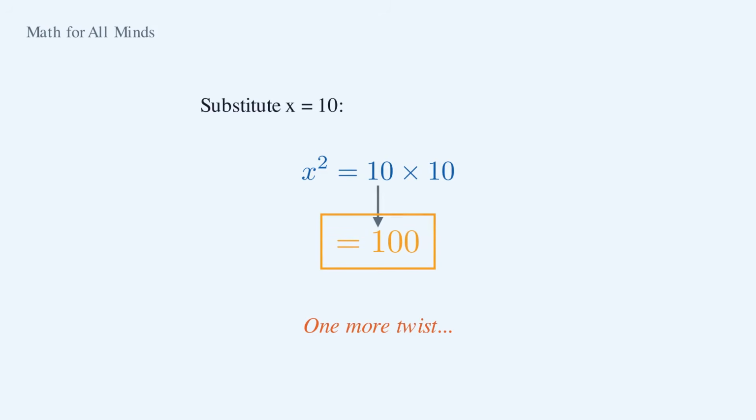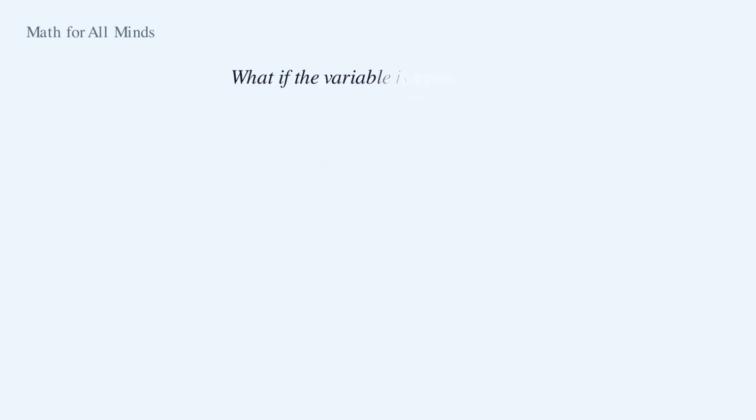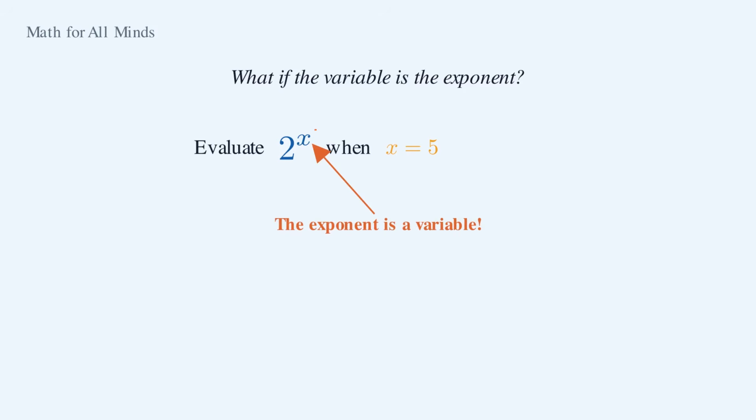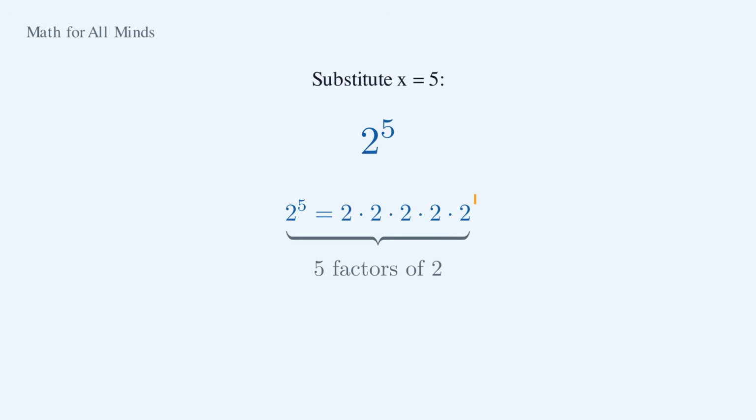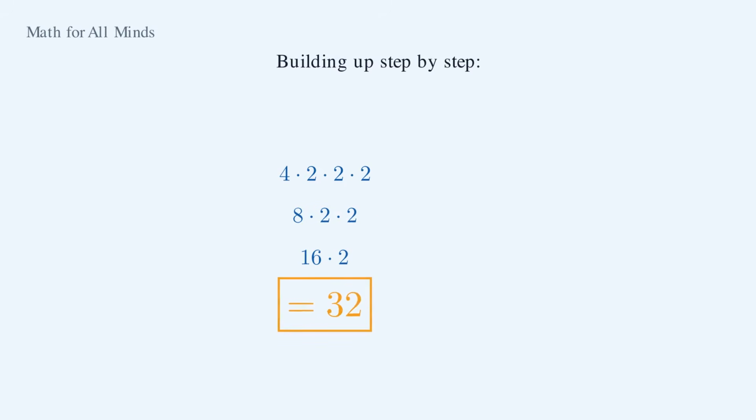And one more twist. What if the variable is the exponent? Evaluate 2 to the x when x equals 5. Now we have 2 to the 5th power. That's 2 times 2 times 2 times 2 times 2. Let's build it. 2 times 2 is 4, times 2 is 8, times 2 is 16, times 2 is 32.